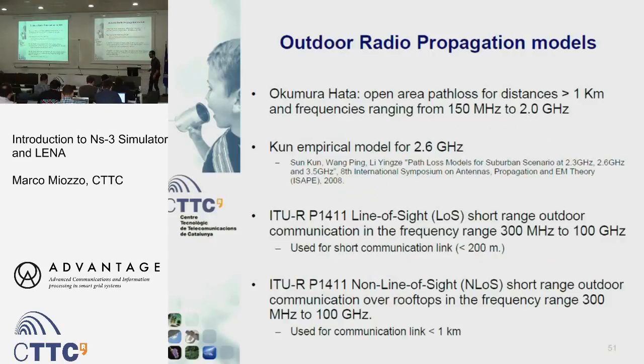So from outdoor perspective, the radio propagation models include the Okumura-Hata, the standard one for cellular communication, from 150 megahertz up to 2 gigahertz, and for large distances. Also an empirical model developed by Kuhn for 2.6 gigahertz, the new band for LTE. For what concerns short range communication, the ITU P1411 line of sight, and also the non-line of sight one. So these are mostly used for short range communication up to 1 kilometer.